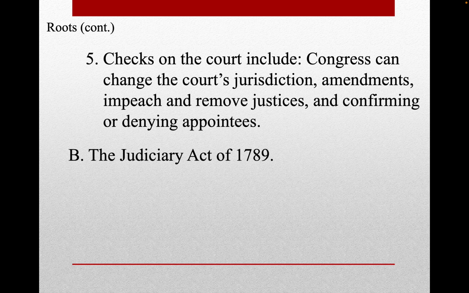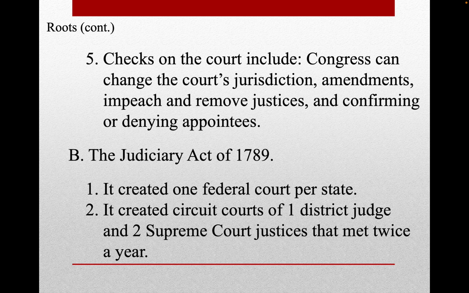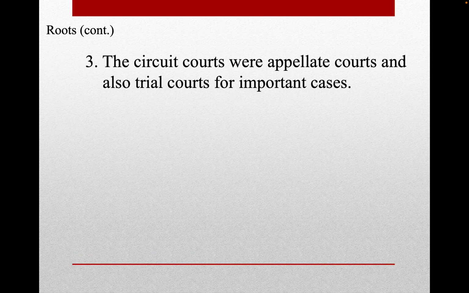The first Judiciary Act was 1789, and under the Act, they created one federal court per state. There are more than that today. It created circuit courts. Circuit court means that they move. These are the appellate courts, and they were made up of one district judge from the federal court and two Supreme Court justices. They would meet twice a year. Like I said, the circuit courts were appellate courts, but they could also act as trial courts for very important cases.